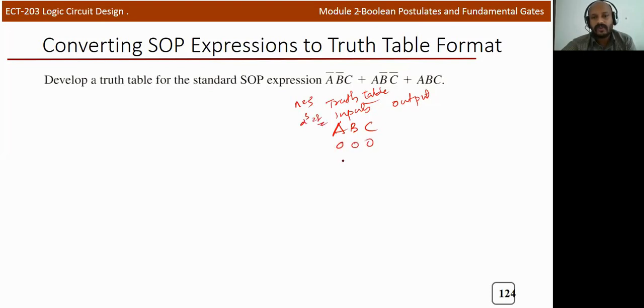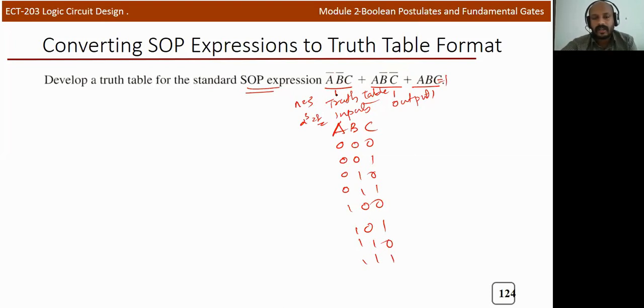So 0 0 0, 0 0 1, 0 1 0, 0 1 1, 1 0 0, 1 0 1, 1 1 0, 1 1 1. You will get different combinations. But if you observe, this particular expression is an SOP expression, so we can easily find out when the function value is equal to 1. In order to get the output equal to 1, either this particular term is equal to 1, or the second term is equal to 1, or the third term is equal to 1, or any other term, or all the terms can be 1.